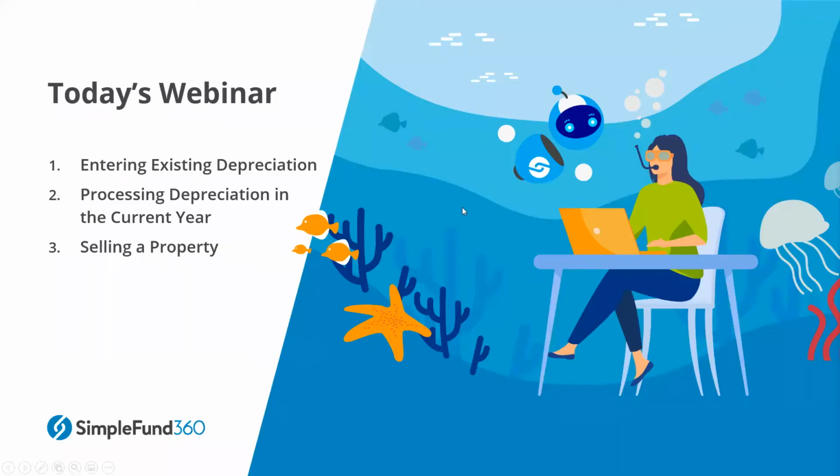So for today's webinar, it's all about depreciation. We're going to begin by entering the existing depreciation for a fund that is just being entered into Simple Fund 360. So you might be transferring from another fund and entering the details for these particular properties, and you wanted to enter depreciation that already has been applied. Next, we'll look at processing depreciation in the current year, so the various methods that you can use to do those, as well as finally, we'll look to sell a property, so posting depreciation up to the date of sale and making sure that one is sold with the correct accounting and tax consequences for that one there.